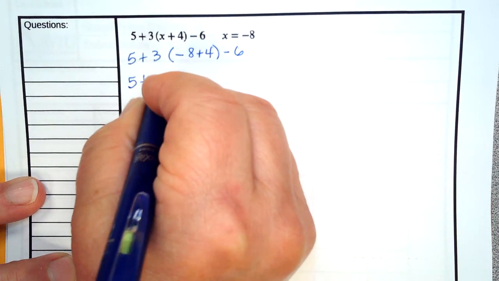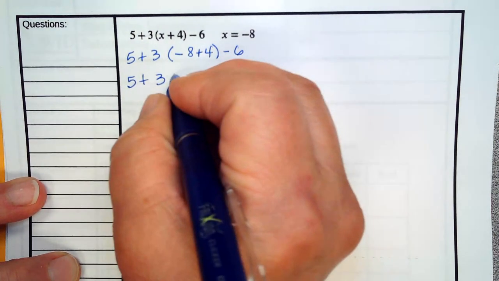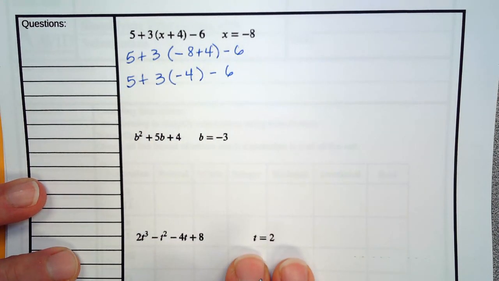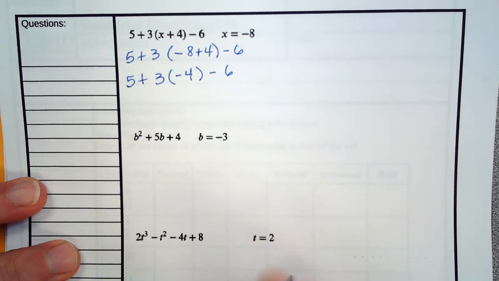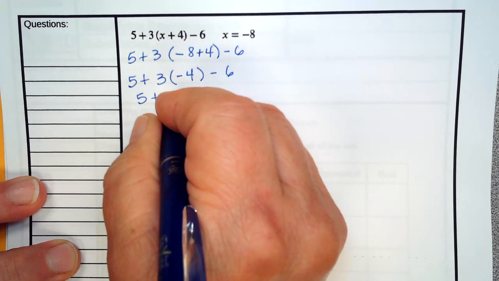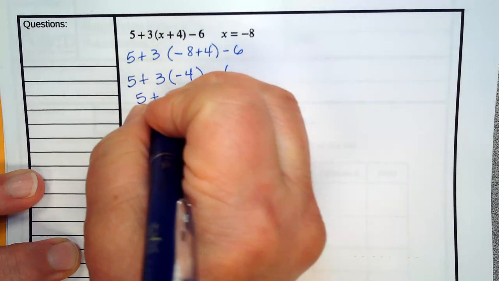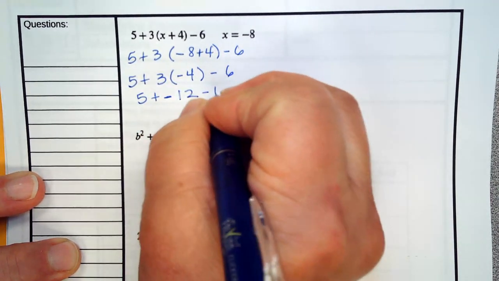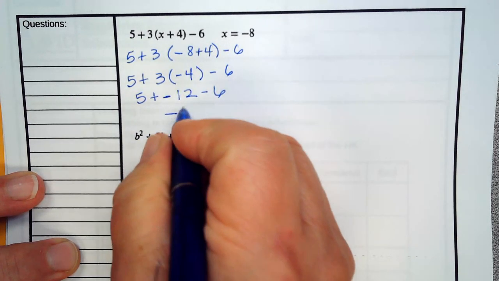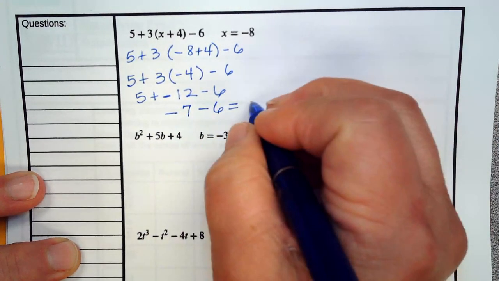5 plus 3, and then in parentheses, I'm going to simplify. Negative 8 plus 4 is negative 4, minus 6. Five plus negative 12. I got going a little too fast there and skipped my 1. Minus 6. Okay, 5 minus 12 is negative 7, minus 6. Negative 7 minus 6 more is negative 13.